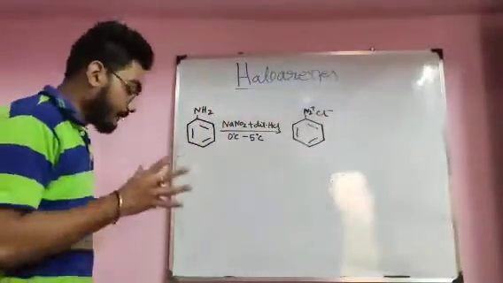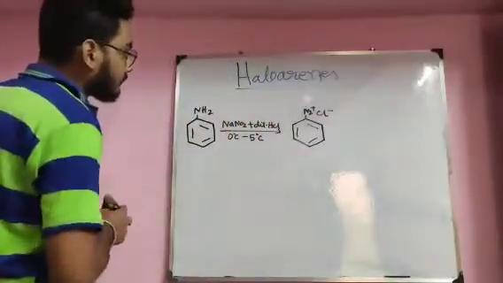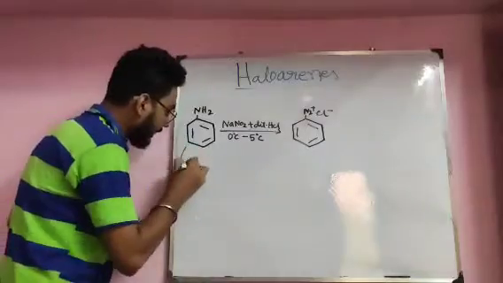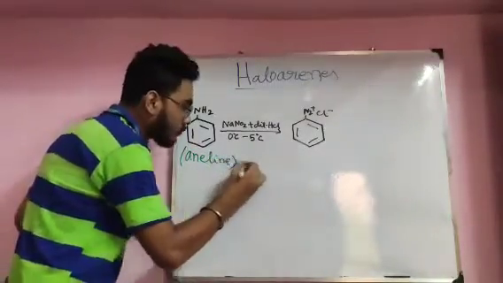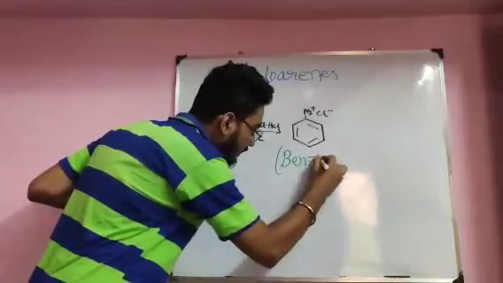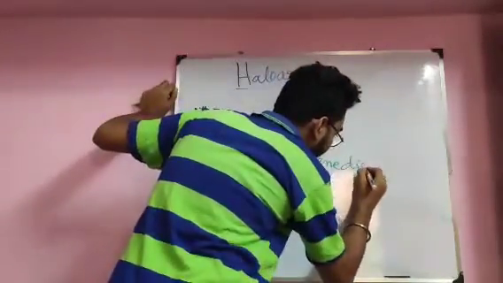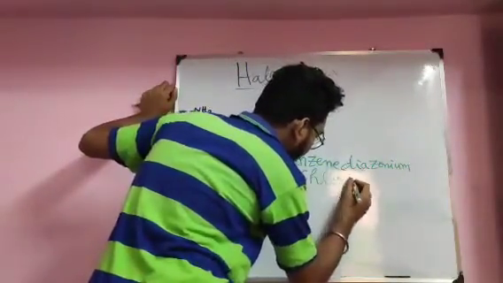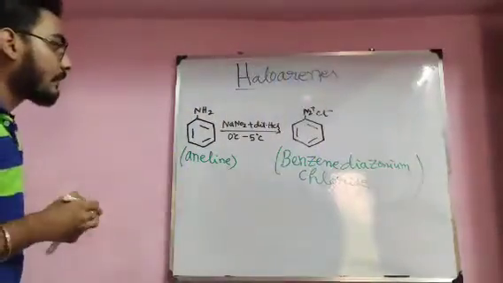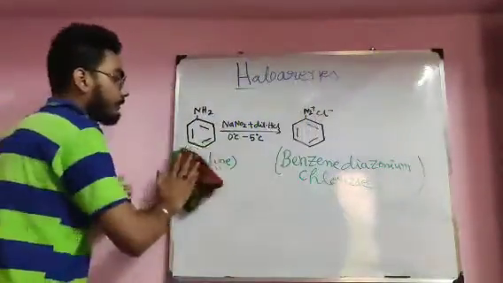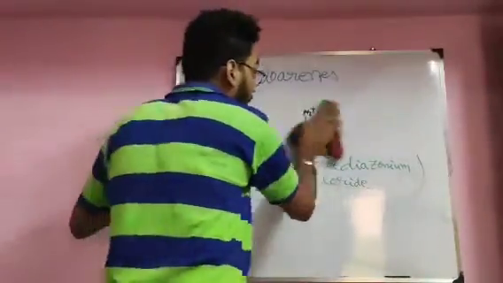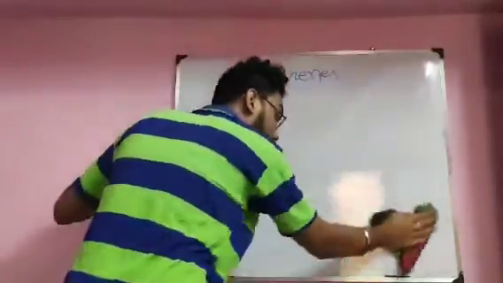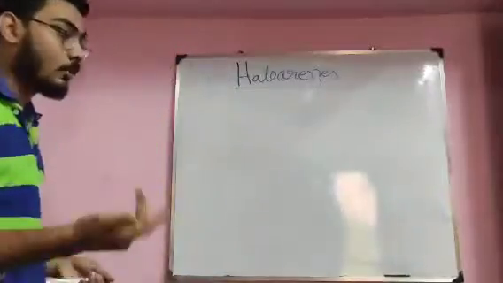Okay, so now this is the main product. Here the conversion of aniline to benzene diazonium chloride. Okay, now this is the main product. Now from benzene diazonium chloride we can convert chlorobenzene, fluorobenzene, bromobenzene, iodobenzene easily.